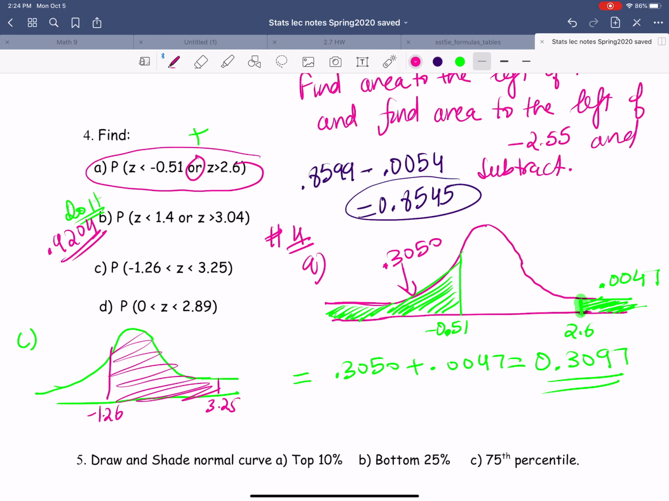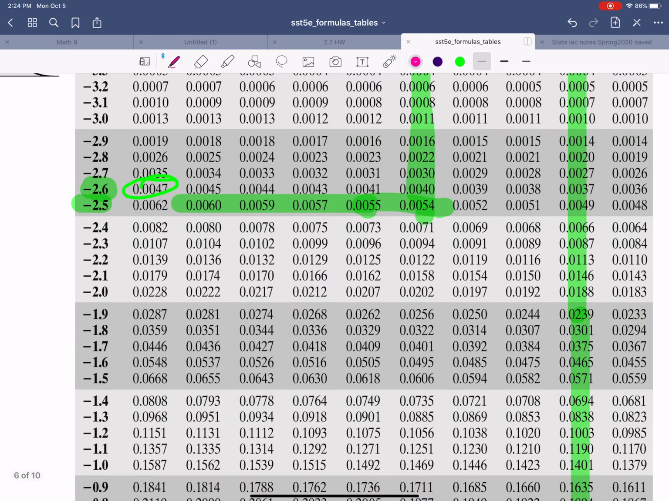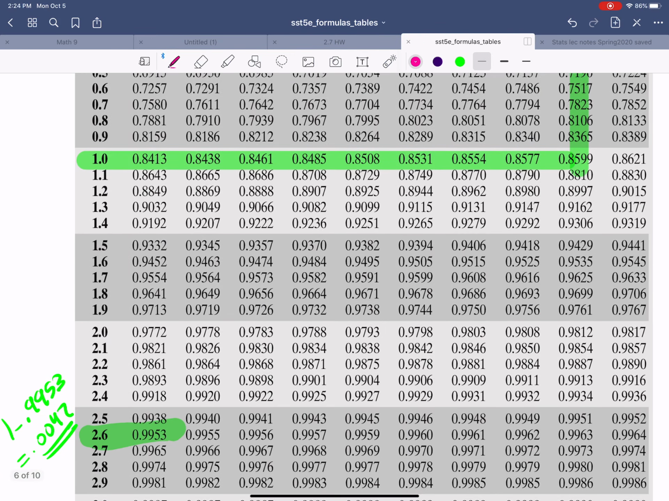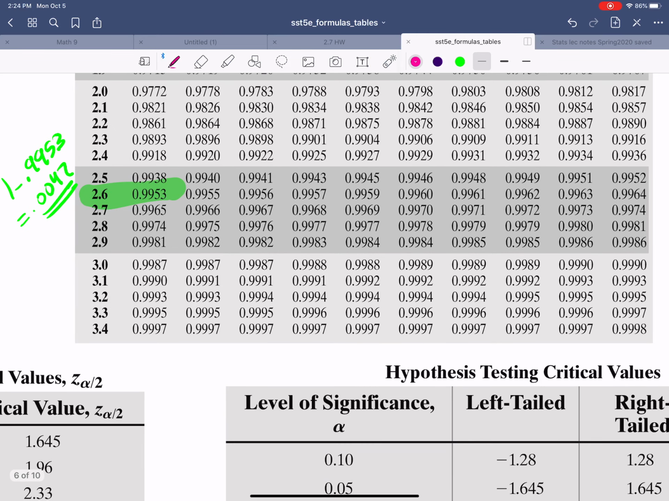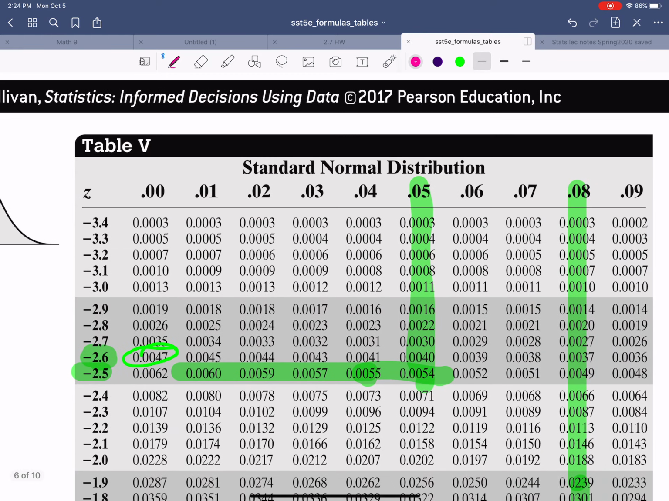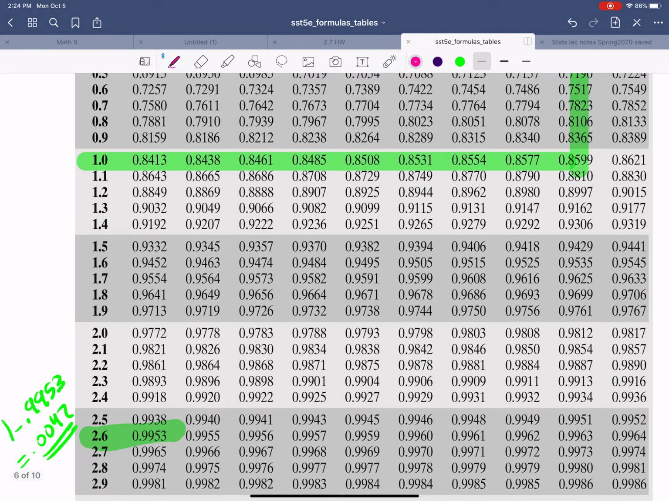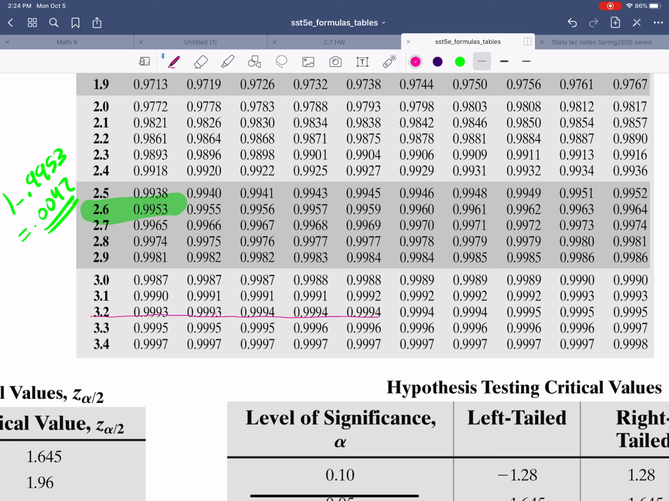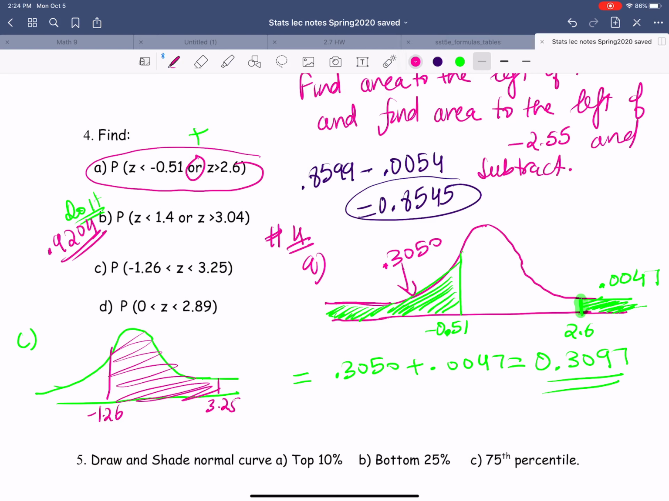For part C, we are looking for both the areas and subtract. Look for the area to the left of 3.25. Well, look in the positive z-scores. 3.25 is all the way on the bottom. 3.2, and then let's see, 0.9994. Okay, that's the one we have. So this area is 0.9994, and we want to subtract.